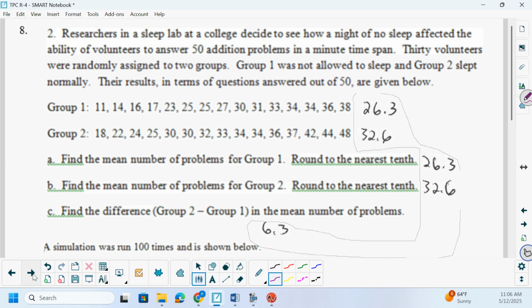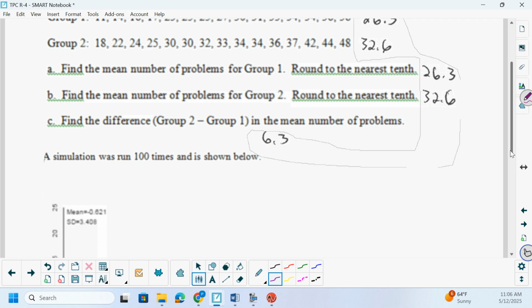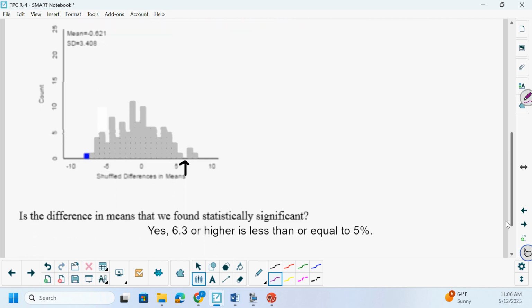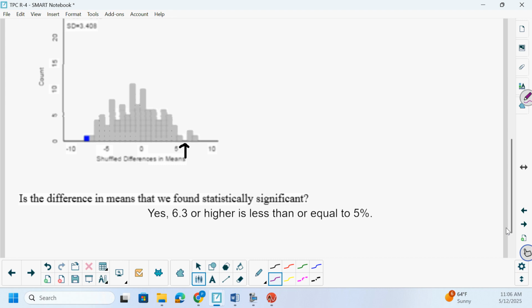For 8, do your mean of each of those. You got 26.3 and 32.6. Then find the difference. They asked us to do group 2 minus group 1, so you got 6.3. 6.3 is roughly where that arrow is. We always look there and to the outside.